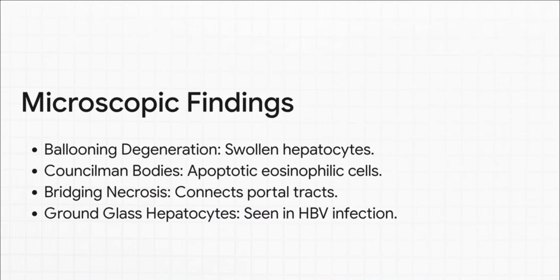If we were to take a liver biopsy and peek under the microscope, we'd see a literal cellular crime scene. We see ballooning degeneration, where the hepatocytes are all swollen and injured. We see Councilman bodies, which are these very distinct pink apoptotic, meaning programmed to die, cells. We see bridging necrosis, where whole swaths of dead tissue connect the portal tracts. But the absolute most distinct clue? Ground glass hepatocytes. These are cells that look hazy and granular, and they are specifically caused by the massive accumulation of hepatitis B surface antigen. If you see ground glass, boom, you are looking at HBV.